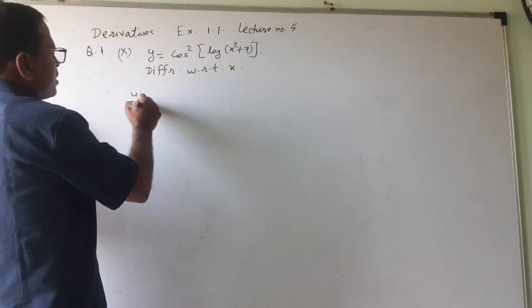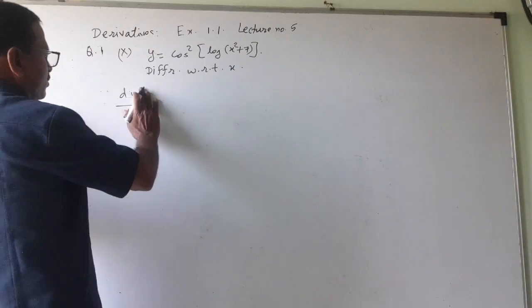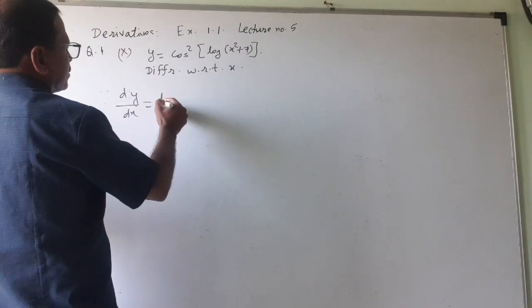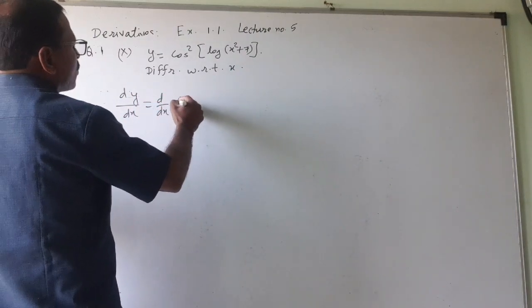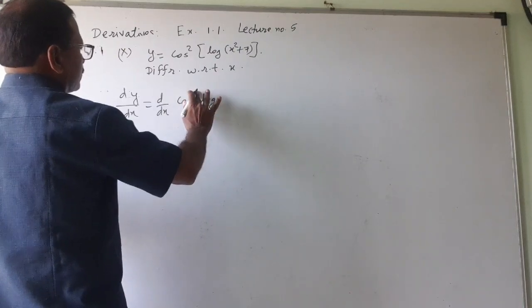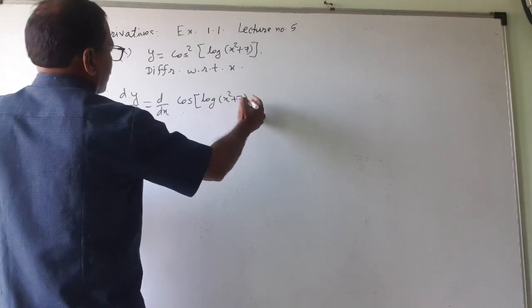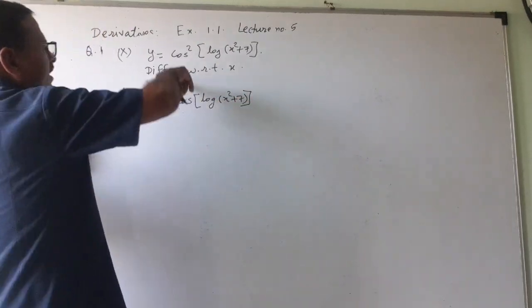So y is equal to, so dy by dx I have written here is equal to d by dx of cos of log of x square plus 7, and whole thing raised to 2.